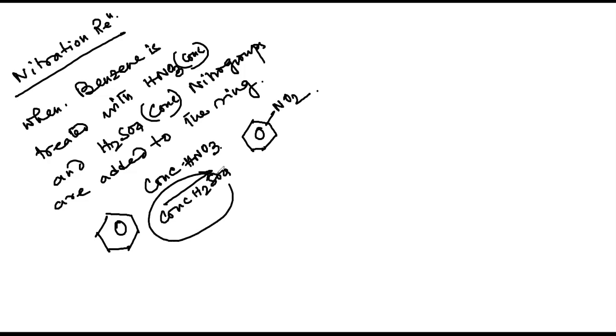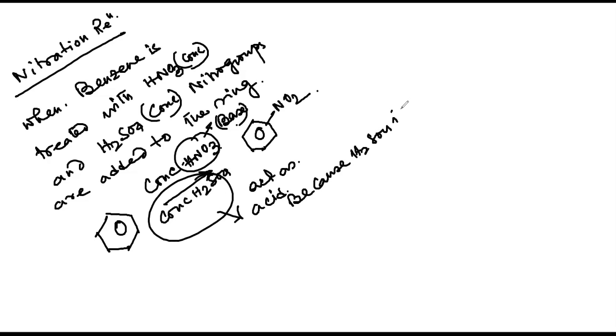Here HNO3 acts as a base and H2SO4 acts as an acid, because H2SO4 is a strong acid. So if someone asks you what is the role of H2SO4 in nitration, you should say that it is used as a strong acid here. It will generate the NO2 plus, which is responsible for the nitration. Always remember, whenever concentrated HNO3 and concentrated H2SO4 are given, you should always write the product as nitrobenzene. So let us see the mechanism.